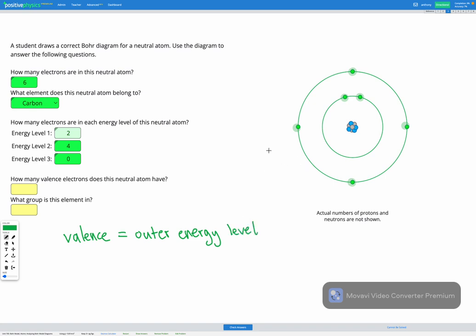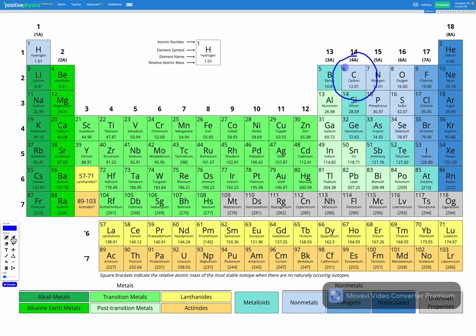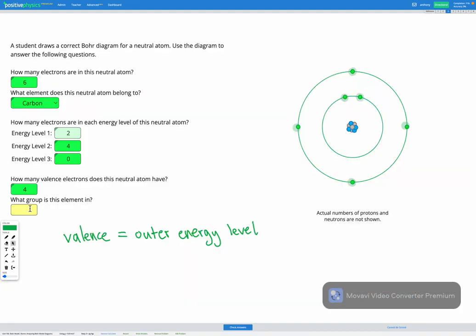So in the outermost energy level, here that's energy level 2, we have 1, 2, 3, 4 electrons. So we've got 4 valence electrons for this neutral atom. Lastly, it asks what group the element is in. So we can go check in the periodic table. And remember, the group is the column. So carbon is in group 14. So our group is group 14.